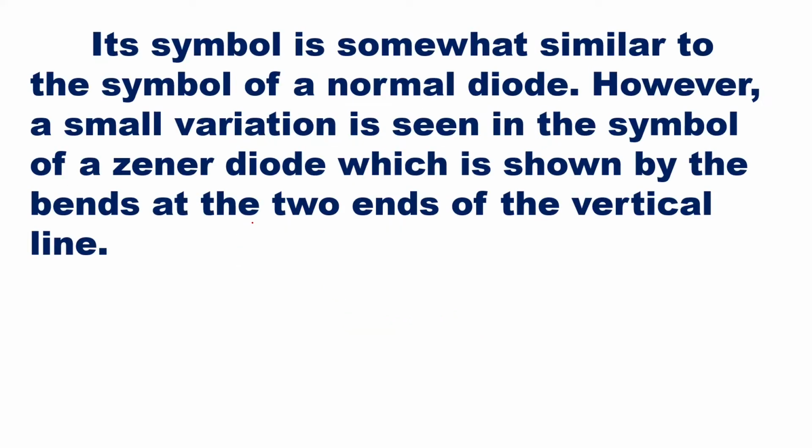About its symbol or description, we'll say its symbol is somewhat similar to the symbol of a normal diode. However, a small variation is seen in the symbol of a Zener diode, which is shown by the bends at the two ends of the vertical line. When you draw the symbol of a normal PN junction diode, and to this bar you add this bend here and this bend here, then this is the symbol of Zener diode.